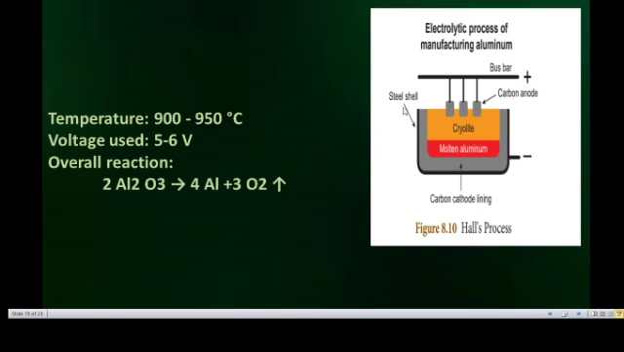This is Hall's process. The electrolyte is taken in an iron tank. Then a bunch of graphite rods, that is the carbon anode. This is the carbon anode. And then electricity is passed. Finally we get the purified form of aluminium.